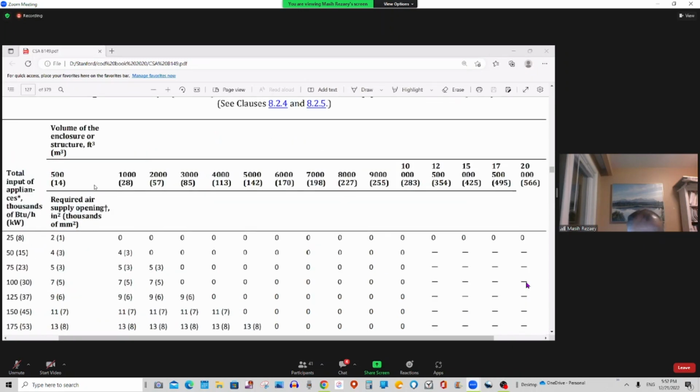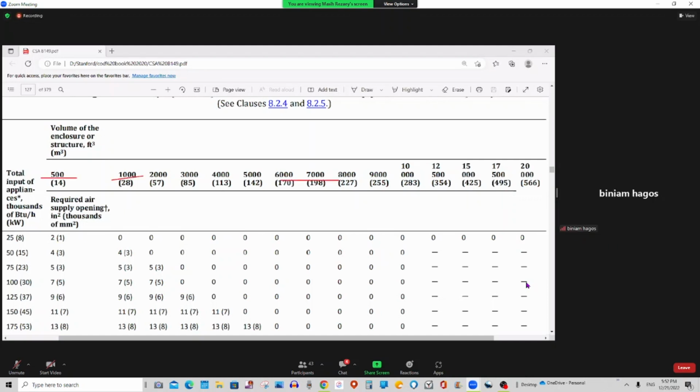The first column tells you the BTU, the same as before, 25 to whatever. The second column is telling you supply inch square. On top, we start from 500 volume to 1,000 to 2,000 and go on. This is the volume of the house. So when it's a loose house, they give you the volume too. So you want to write it down, please?